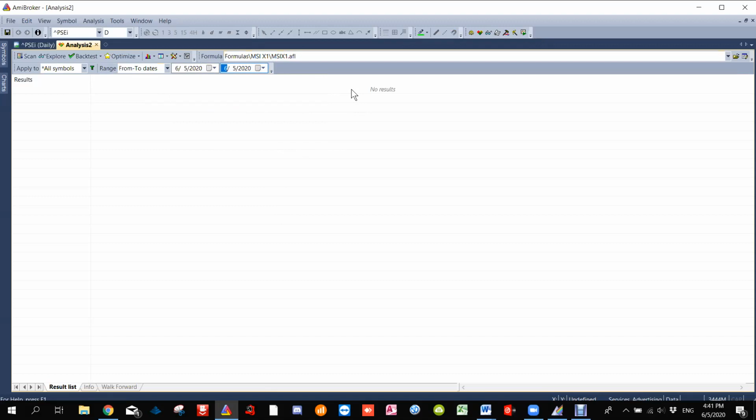So I am actually looking at analysis of a one-day time frame. Okay. So yung one-day time frame natin is set. And so again, apply to all symbols. Range is from date to date, and it will be from this date to this date. So same date lang. And then I will click on explore.